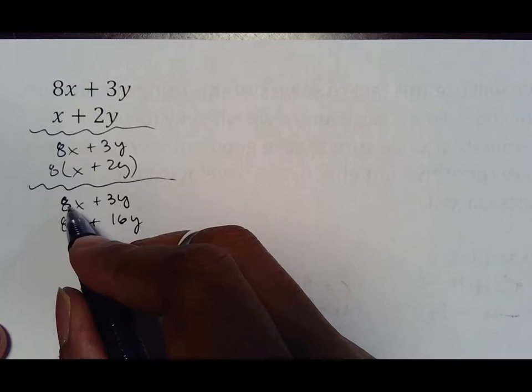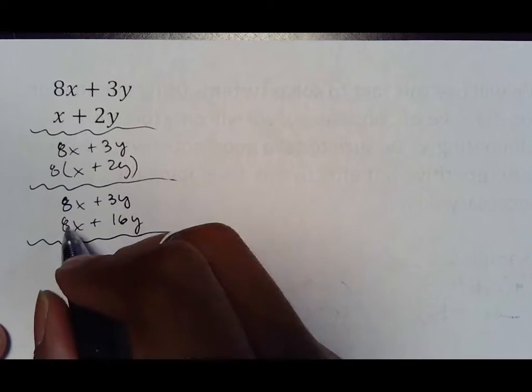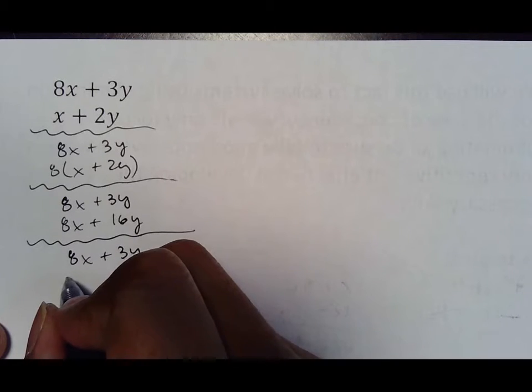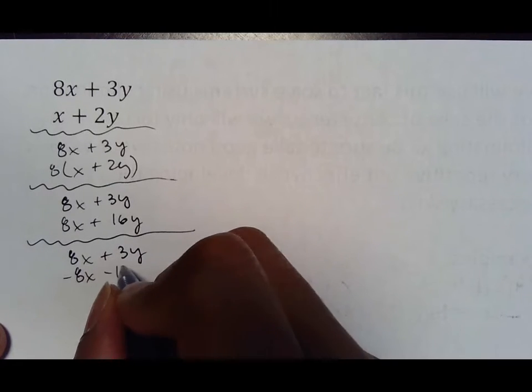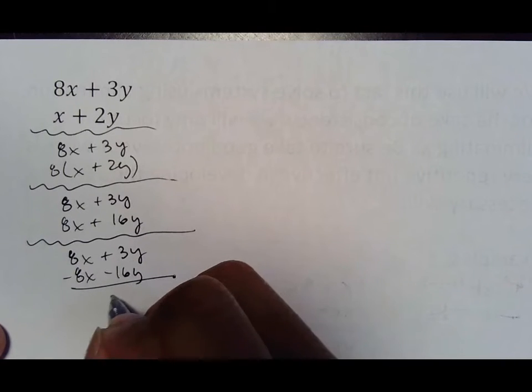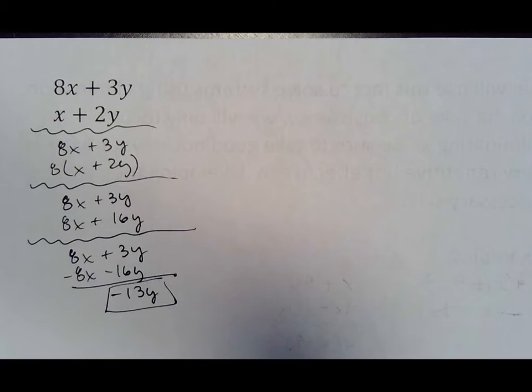Now our numbers are the same, but remember 8 plus 8 is not 0, that's 16, so we need to now switch the bottom row. And again, remember, it will always be the bottom row. So negative 8x minus 16y. From there you add your terms, that goes away, and this makes negative 13y, which is your final answer for today.